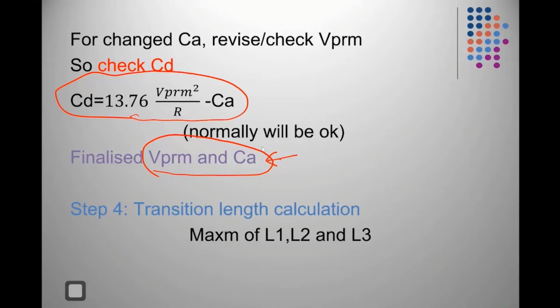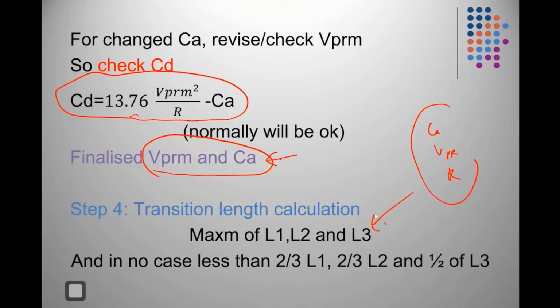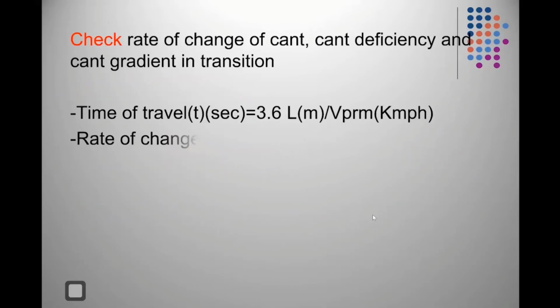So you know K, CA, you know VPRM, you know radius, so naturally these things can be calculated, L1, L2, L3. Then minimum is going to be 2/3 of this. So in no case you are going to have transition length less than 2/3 of L1, 2/3 of L2 and half of L3.